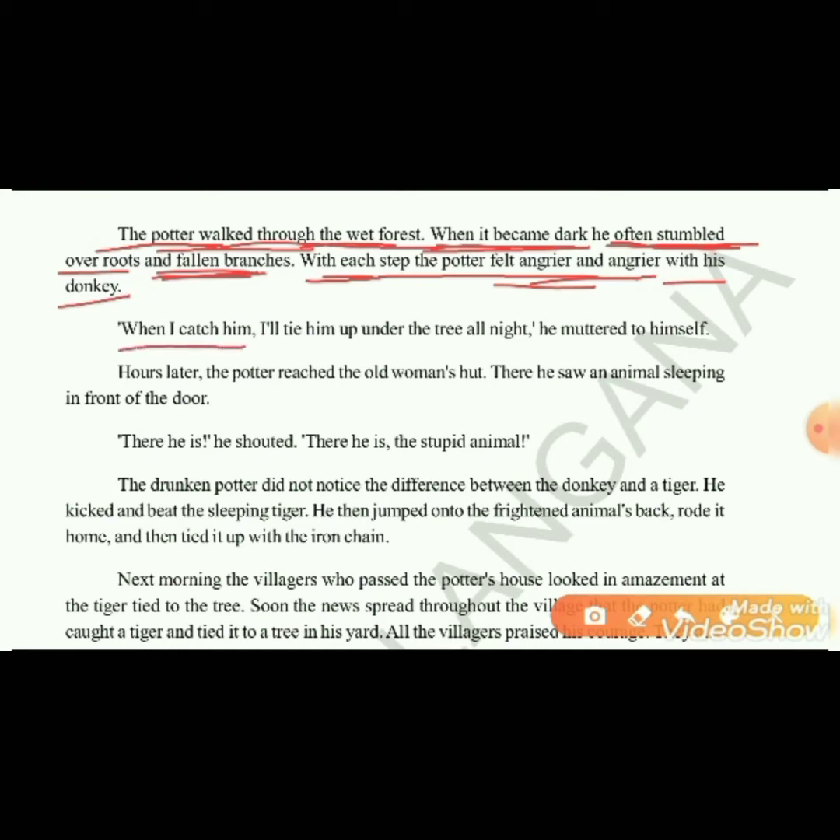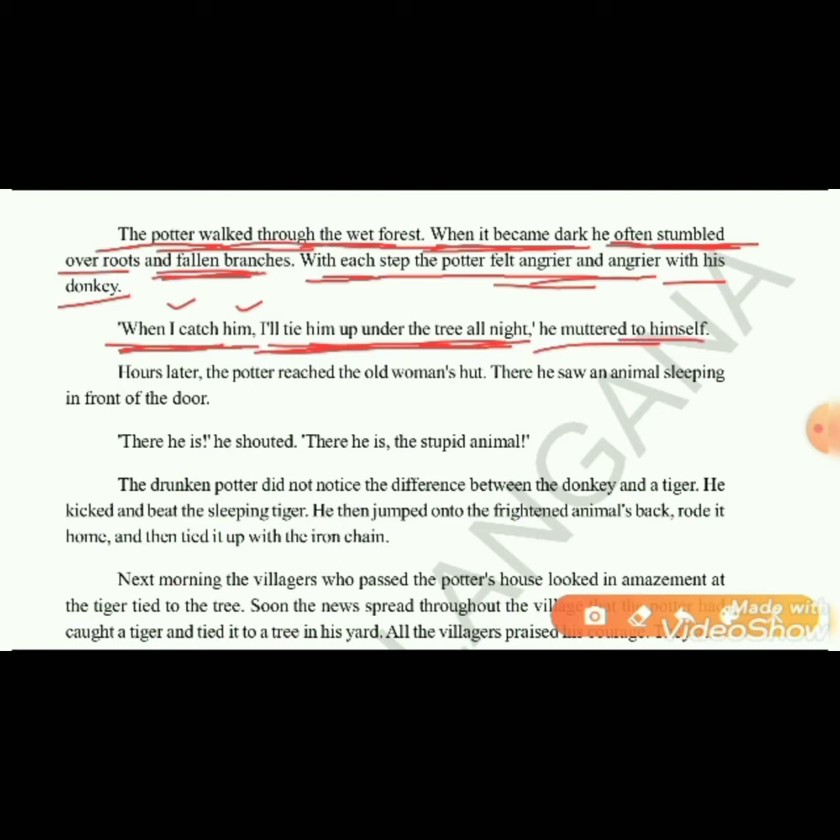Okay, and the search for the donkey was actually increasing his anger. As he was searching for his donkey, his anger was also increasing. "When I catch him, I will tie him up under the tree all night," he muttered to himself.